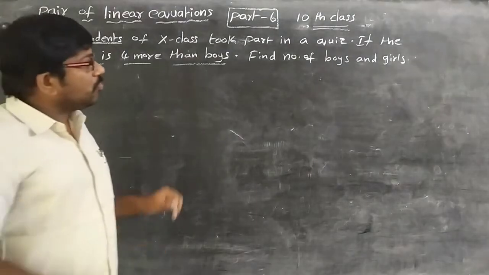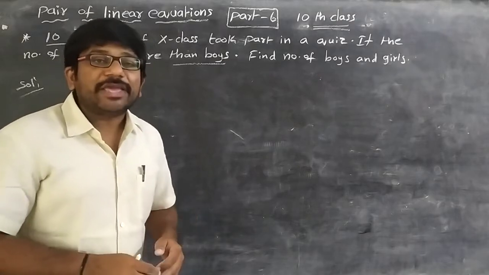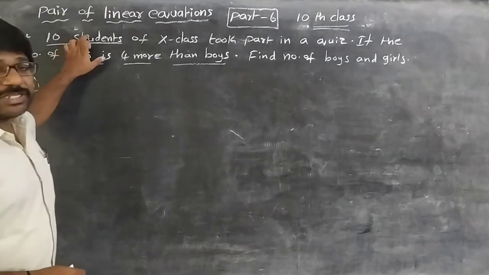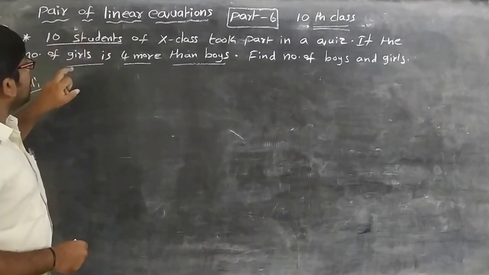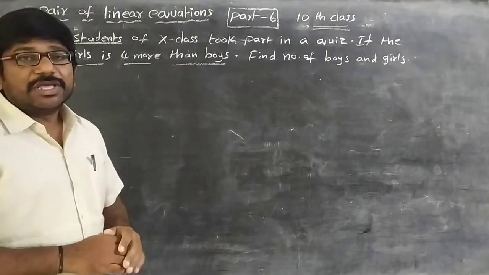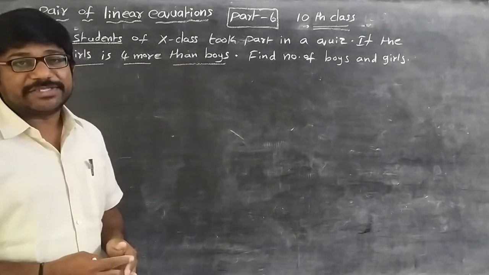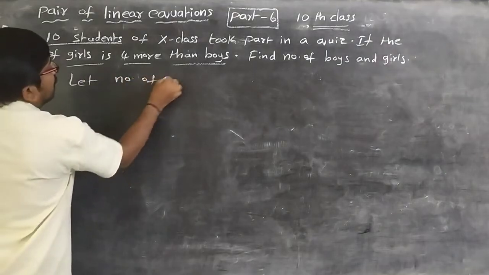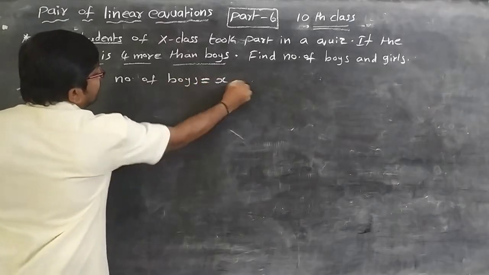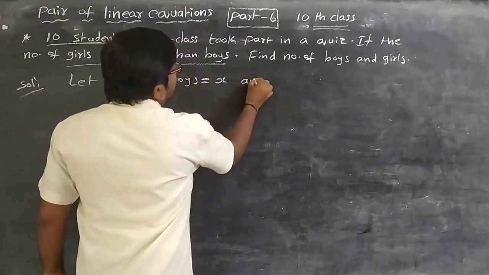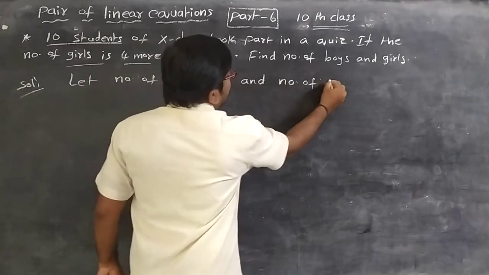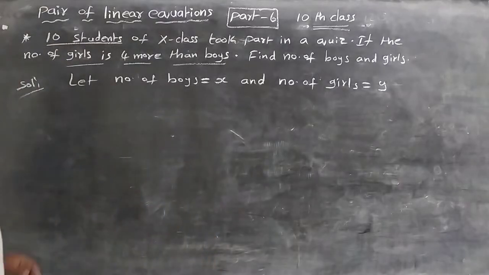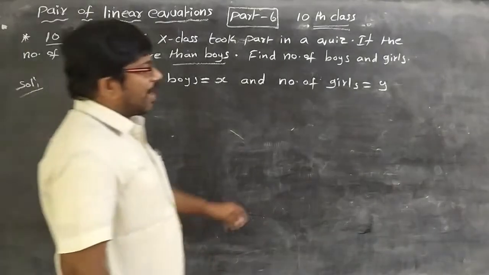First of all, we have to read the question and prepare a pair of linear equations. There are two conditions. The first condition: total students is 10, and the second condition: girls is 4 more than boys. Here we don't know the number of girls and boys. Let the number of boys be x and the number of girls be y.